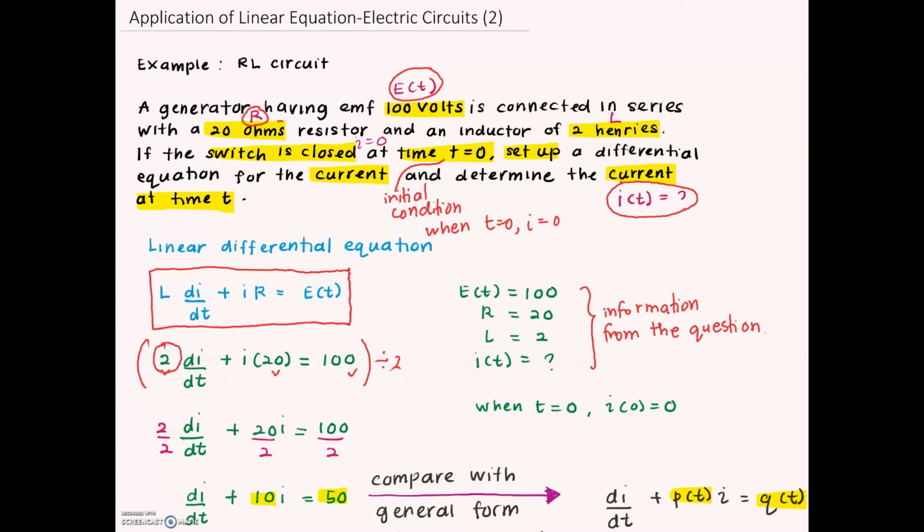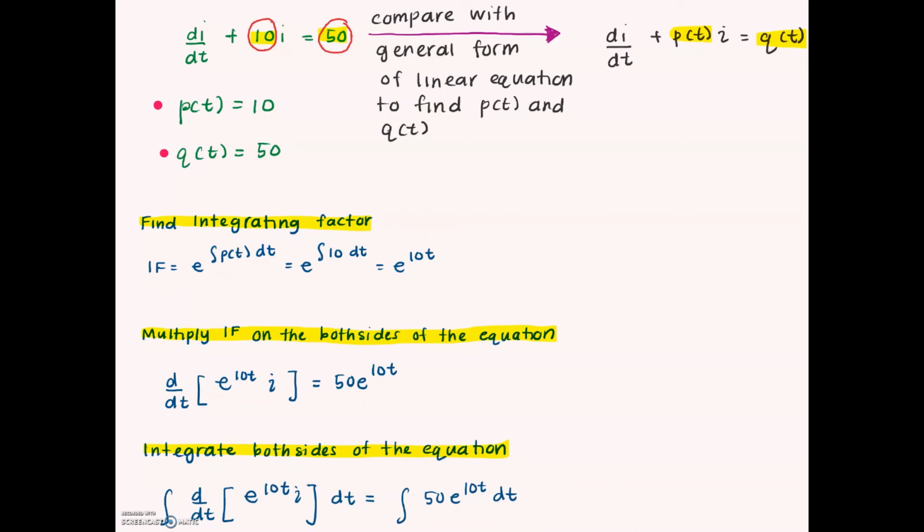So now let's compare with the general form of the linear equation. We have here di/dt plus p(t) I equals q(t). So what is your p? This is your p, 10. And what is your q? Your q is 50. Okay, class? Okay, now let's proceed with the next step.